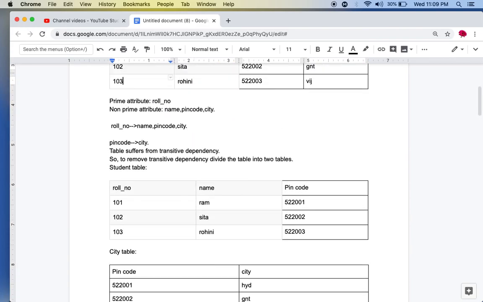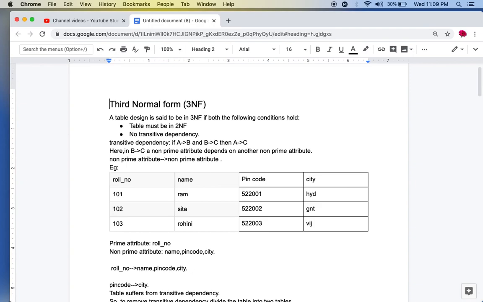In third normal form, we remove the transitive dependency. In second normal form, we remove the partial functional dependency. In first normal form, we remove the multi-values.